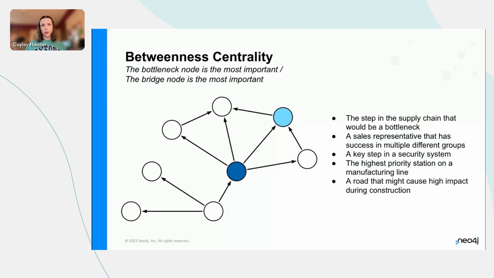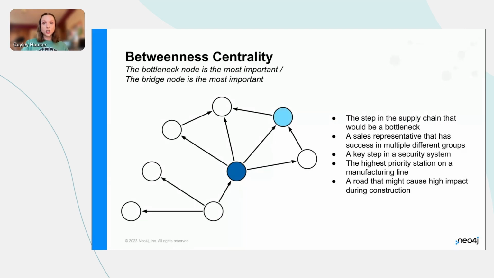So let's say you have a social network. If a node has a high betweenness score, that means that they connect groups of people that typically aren't connected to each other. That might be someone who's very interesting depending on your use case. Again, a key step in a security system. In this picture, maybe that dark node in the middle is my single sign-on, for example. If a bad actor is able to access that one node, they're suddenly able to have way more access into the network. So this can be a really important algorithm for the cybersecurity space.